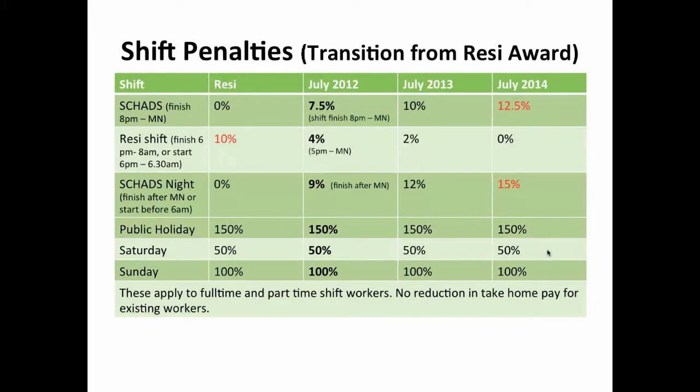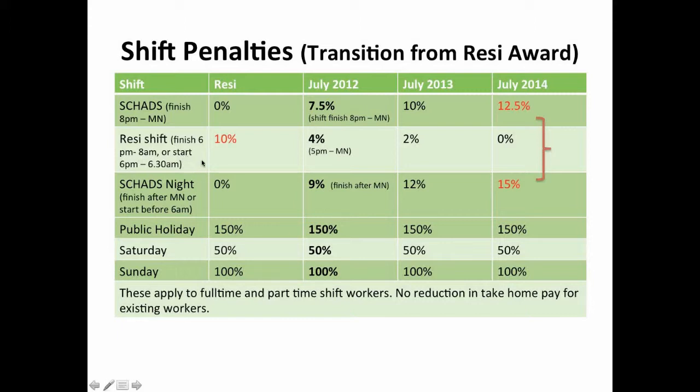In terms of transitioning from the residential award, and we use this as an example, the SCHADS provisions of 12.5% never applied under the Resi, however they will now start to phase in. So we go from a 0% originally up to a 7.5% for a shift that finishes between 8 p.m. and midnight. But it is possible at the same time as we're doing that, applying a 7.5% in, where also at the same time the Resi used to have a 10% loading for a shift finishing after 6 p.m. before 8 a.m. or start between 6 p.m.